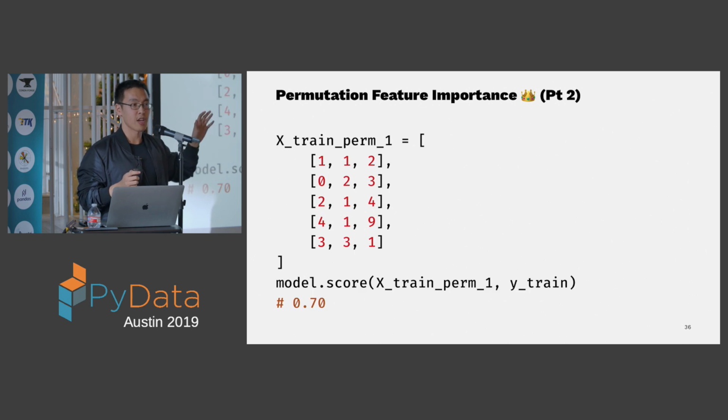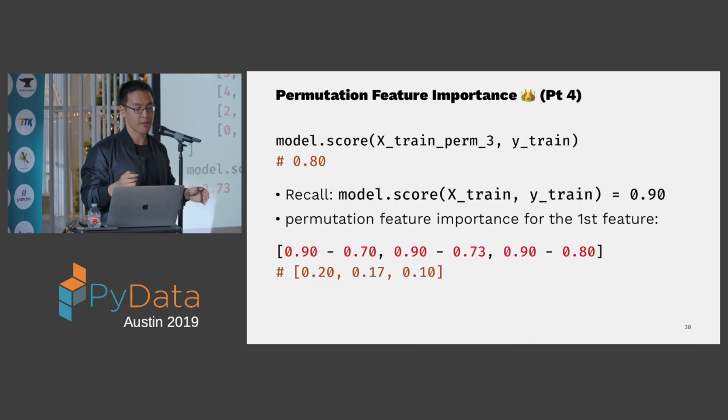I'm going to compute it. I'm just going to shuffle it, and then I'm going to score it again. It's going to give you another number, in this case 70%. I'm going to permute it again and get 73. I could keep on doing this for as long as I want. Let's say I do it 3 times. And remember, the original score was 90%.